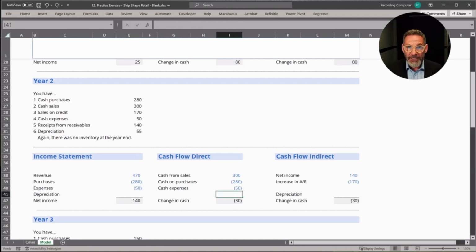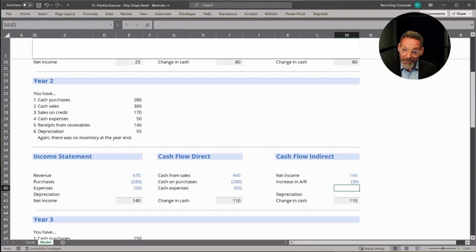Again, everything's matching because there's not a non-cash item there. Now, we do have receipts from receivables. So what we have here is our cash from sales has gone up by 140. So now we have 110. But what we had was an increase in accounts receivable of 170, but now 140 has come in. So we're going to have to take 140 off that balance because our receivables after both transactions have not increased by 170. They've only increased by 30.